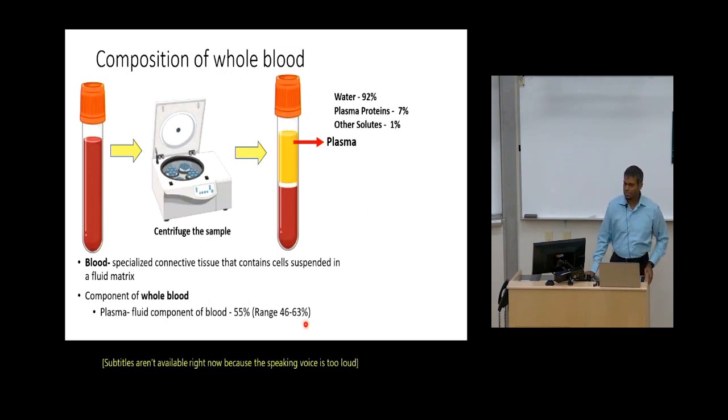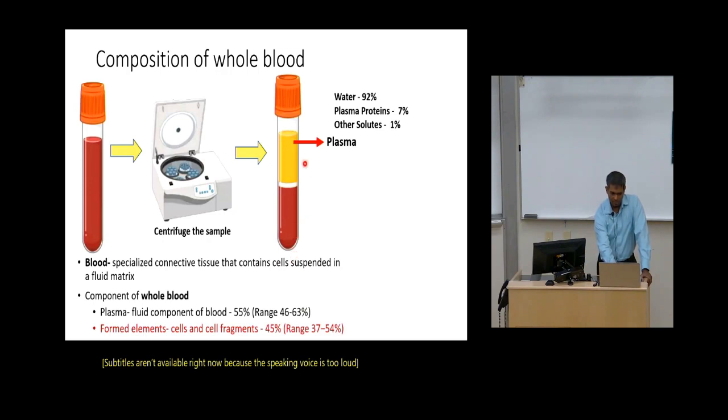And around 1% of the plasma composition would be other solutes. So this could include electrolytes, metabolic waste, and other dissolved substances in the blood, which form the 1% of the plasma. So moving down to the formed elements found here in the pellet, we see that the formed elements can have two parts.